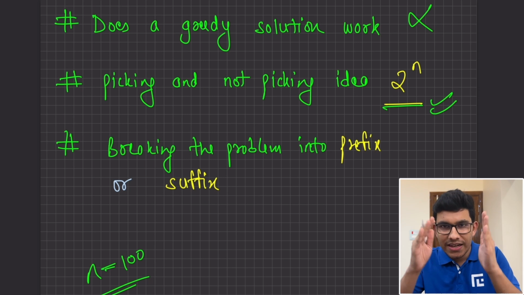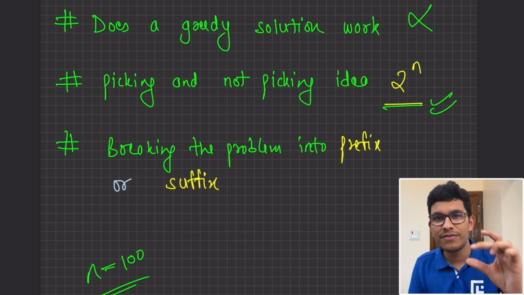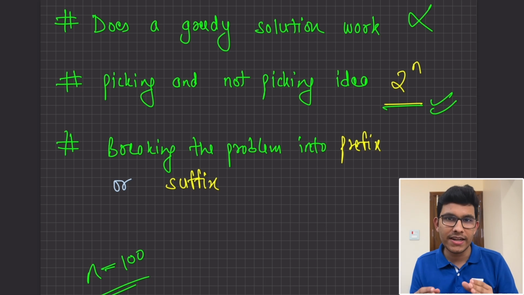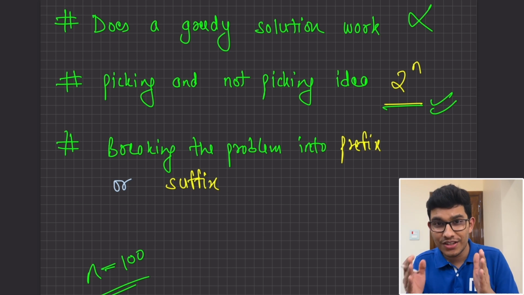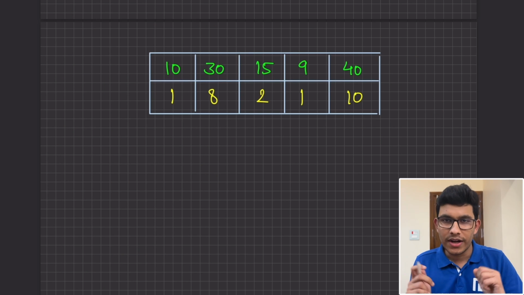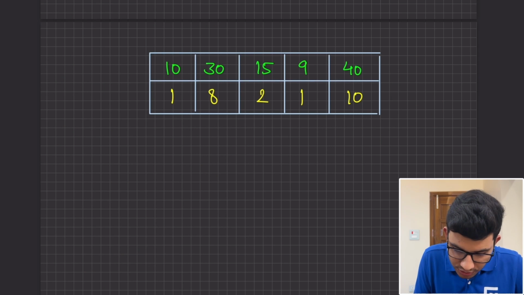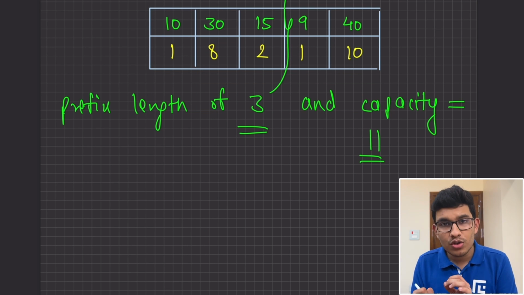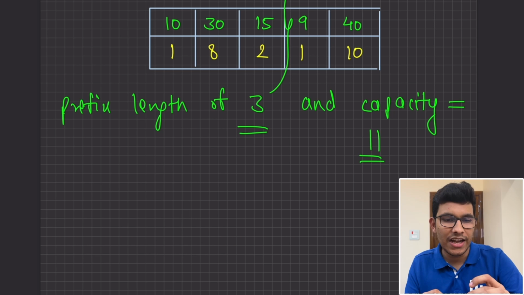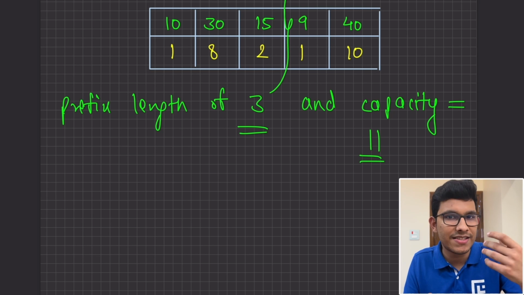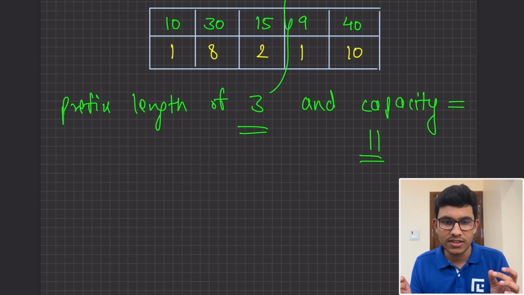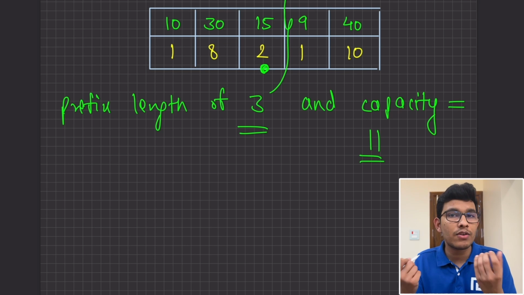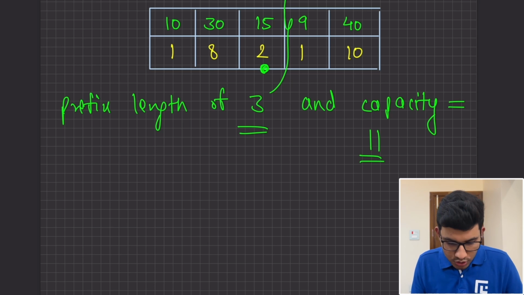Rather than thinking about the entire big problem, we thought about a prefix. Correct? When we thought about the prefix, we were also able to break it down into two smaller subproblems, which were smaller prefixes. Now let's say we are concerned about this prefix of length 3 and the capacity of 11. We saw that to find the best value for a prefix of length 3 and a capacity of 11, we broke it down into two smaller subproblems. One was that we chose this item, and the second was that we skipped this item. Correct? So we have two possibilities.